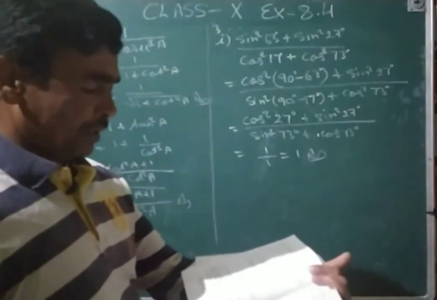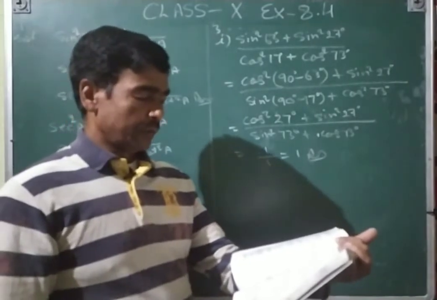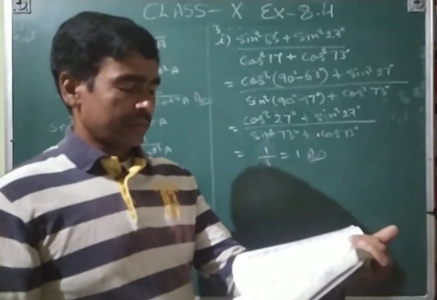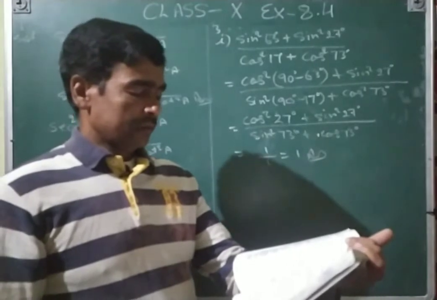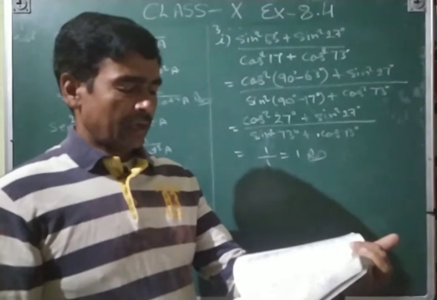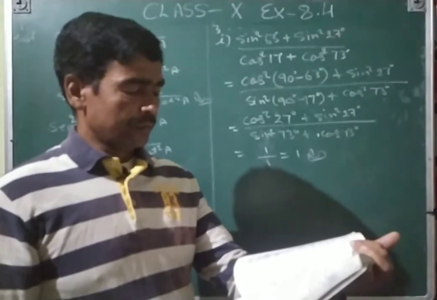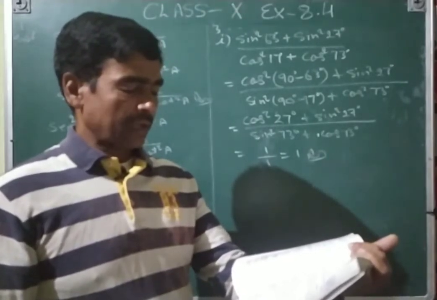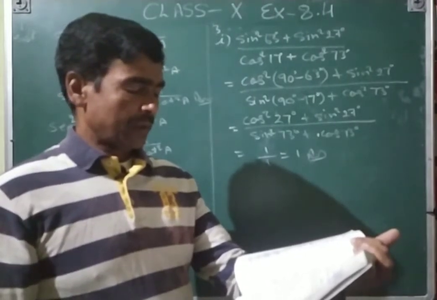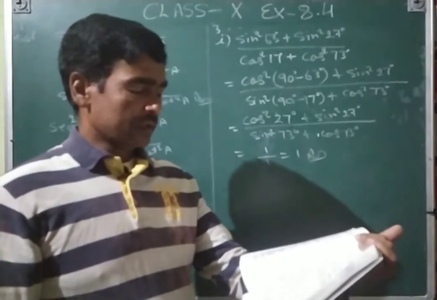Similarly, you will do the second part, and the fourth question is optional. In the first part you will take 9 common and then apply the identity, and your answer will come 9. In the second question, when you multiply both brackets and calculate, your answer will come. In the third question, first of all you will convert sec and tan into sin and cos, then multiply both brackets. And in the fourth part, you will convert cot square into tan, then your answer will come.